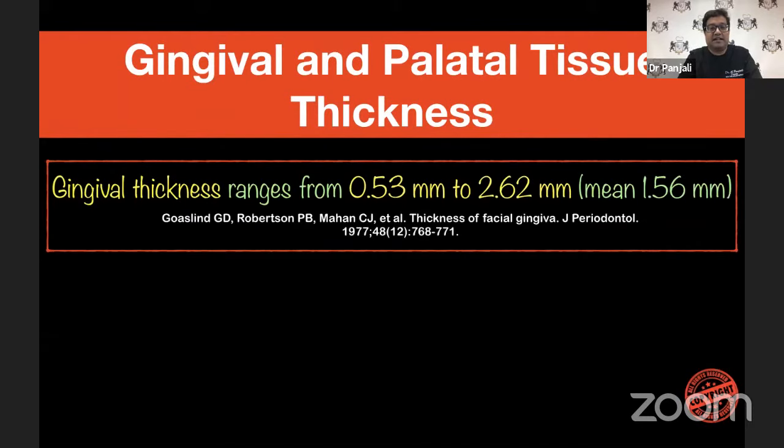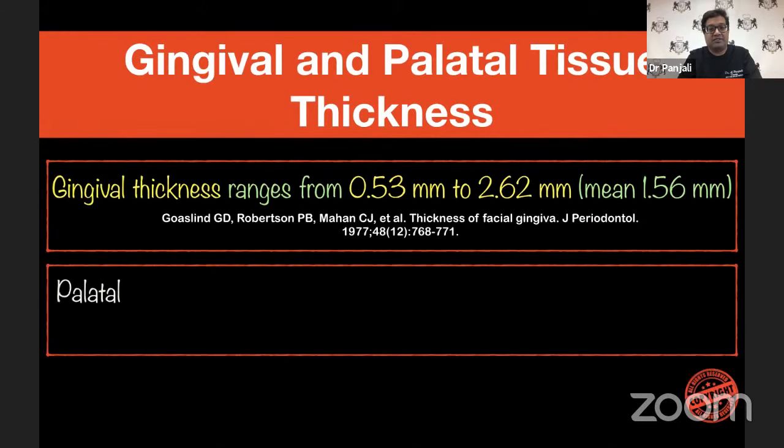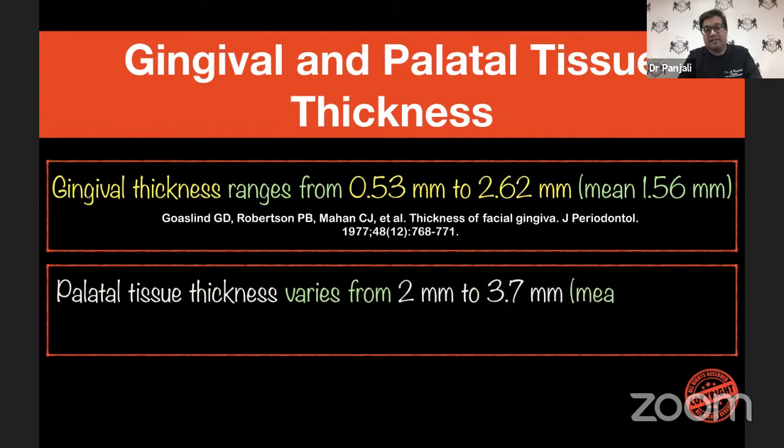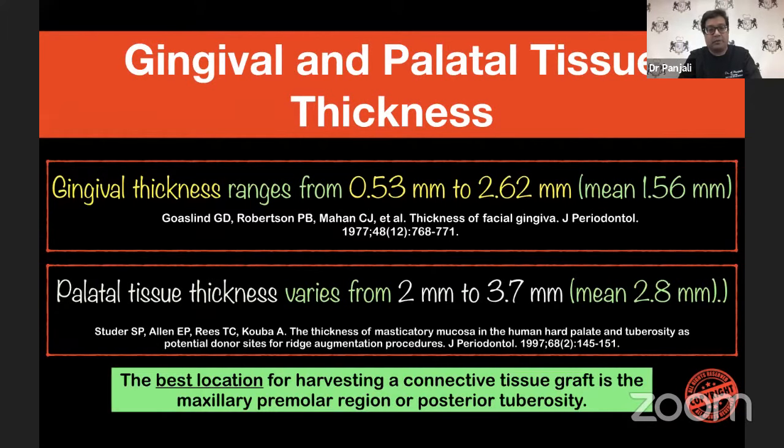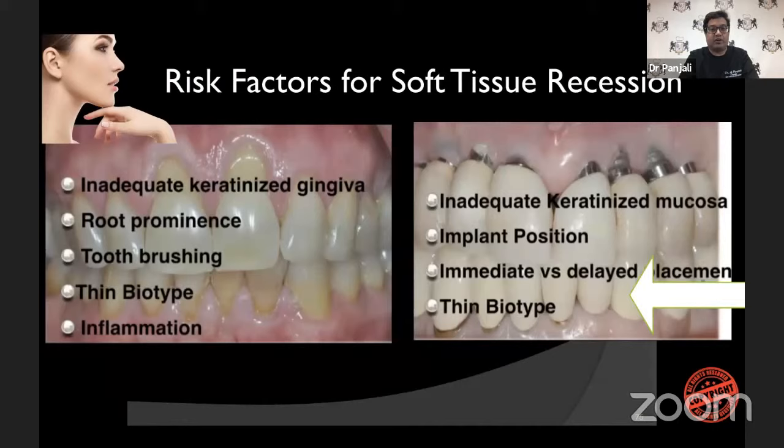Now, how about the thickness of the gingiva and the palatal tissue? Well, the gingival thickness ranges from 0.53 and an average is about 1.56. The palatal tissue thickness varies from 2 to 4 millimeters and a mean average of about 2.8. And one of the best locations to harvest connective tissue for grafting or increasing, like the question was asked regarding the keratinized tissue, you can use the premolar region or the tuberosity, which is by far one of the best areas to harvest tissue for soft tissue grafting or increasing the amount of keratinized tissue.